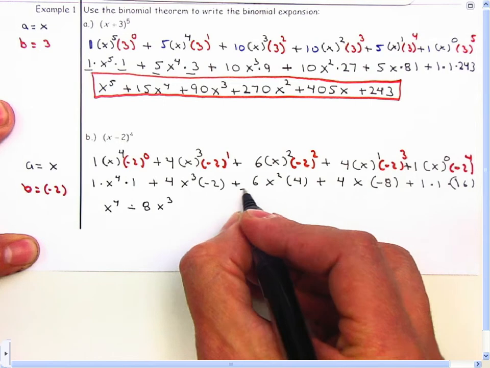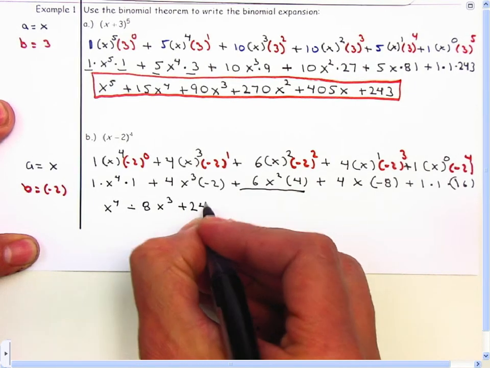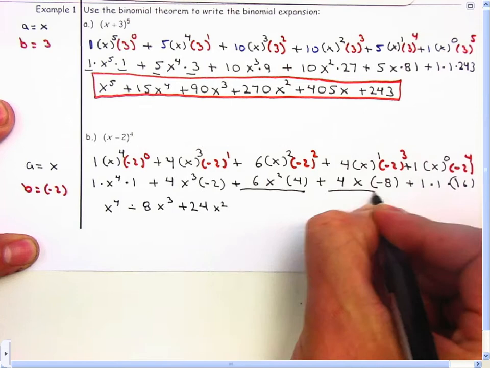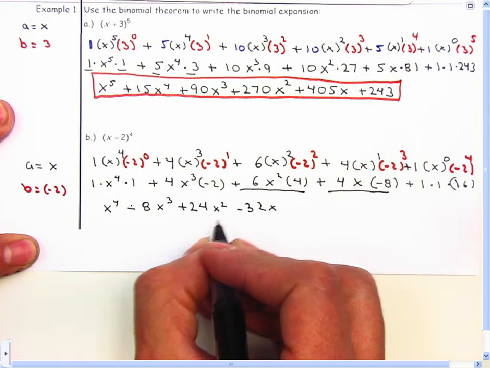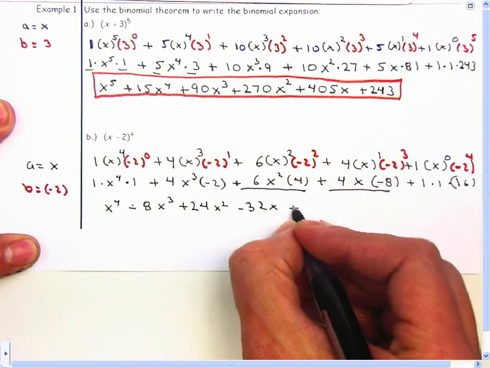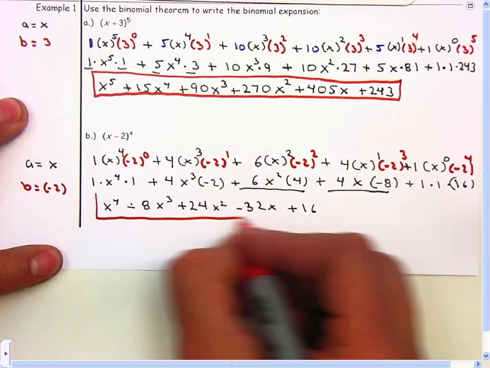Now we're going to simplify the next one. 4 times 6 is +24, x squared. 4 times -8 is -32x. And the last one is +16. And this is my final answer.